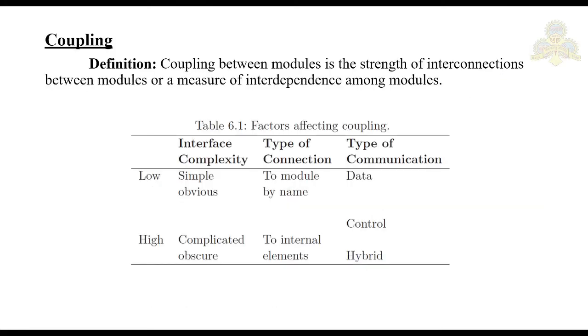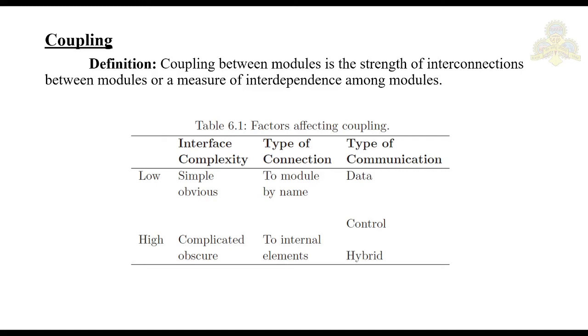First one is coupling, right? Two modules are considered independent if one can function completely without the presence of the other. Obviously, if two modules are independent, they are solvable and modifiable separately, right? However, all the modules in the system cannot be independent of each other. They must interact so that they produce the desired external behavior of the system. They produce some output in the system.